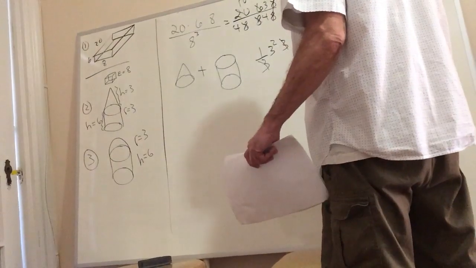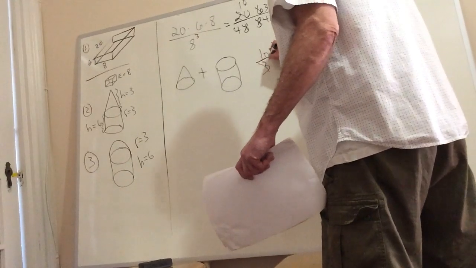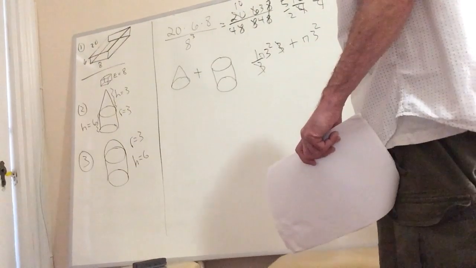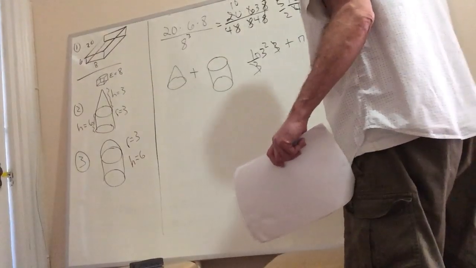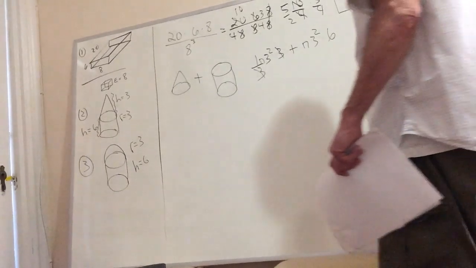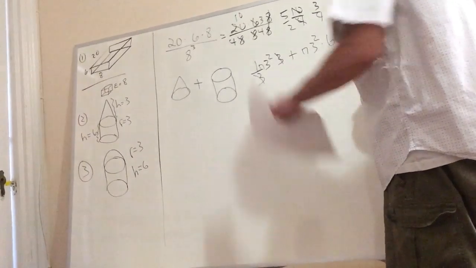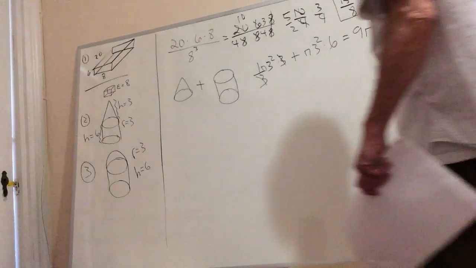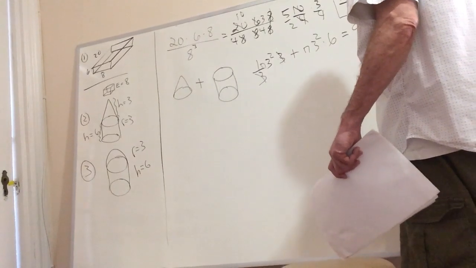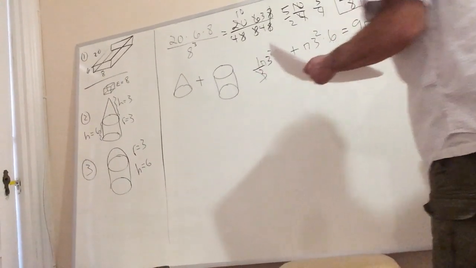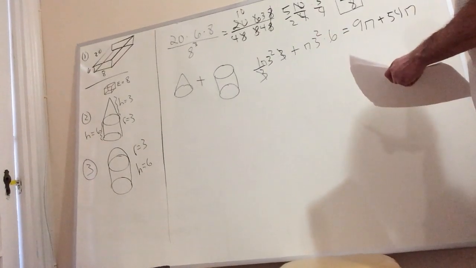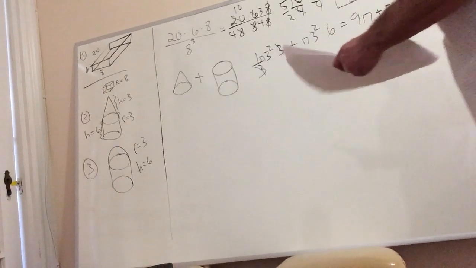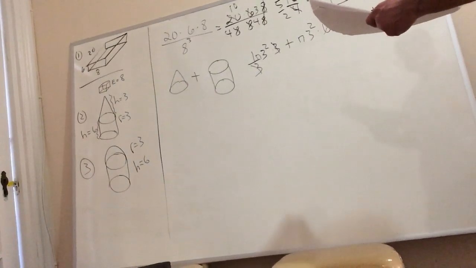And we look at the cylinder: it's pi r squared, which it shares, as mentioned before, with the cone, times 6. I put the pi in there; it slipped out from me. And now we see what we have left. We have 9 pi for the cone. And we have 54 pi for the 9 times 6 for the cylinder.